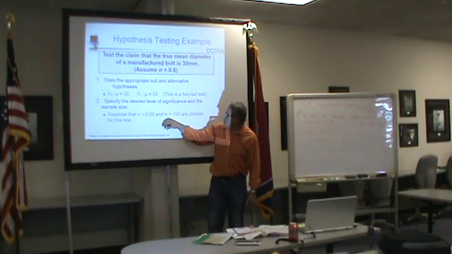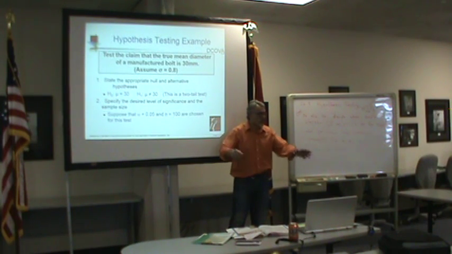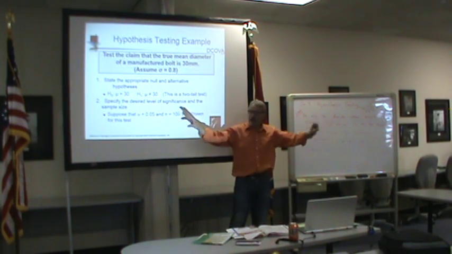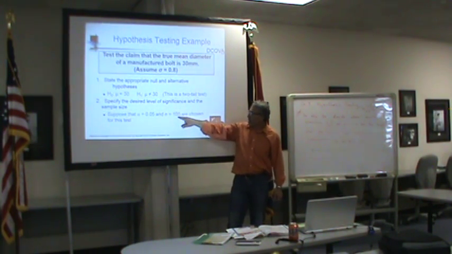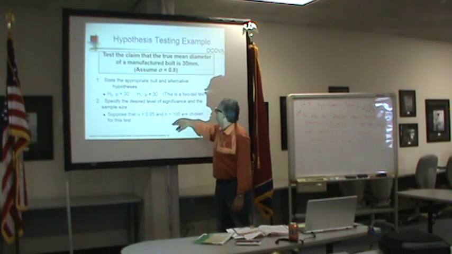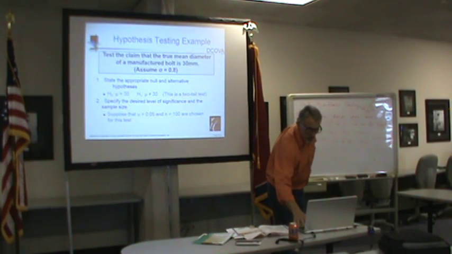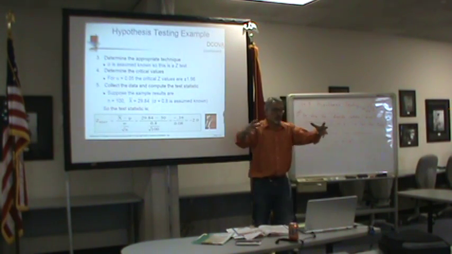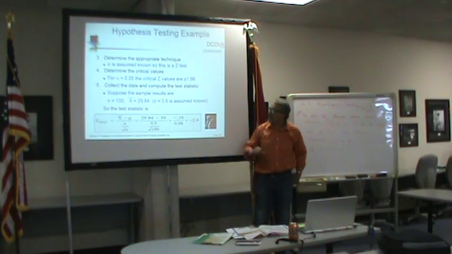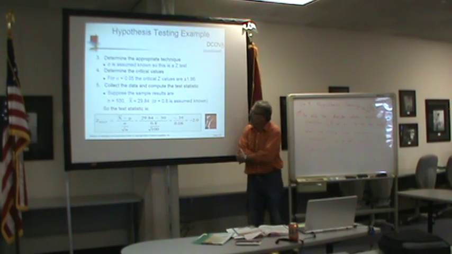Specify the desired level of significance. We're going to do 5%. So we're going to have 95% confidence. We're putting 2.5% in each of the tails. We're going to take 100 samples, okay? And because our sigma is known, it's a z-test. Because we don't need the t-distributions that give us some wiggle room. We use the nice tight z one. So sigma's assumed, so this is a z-test.